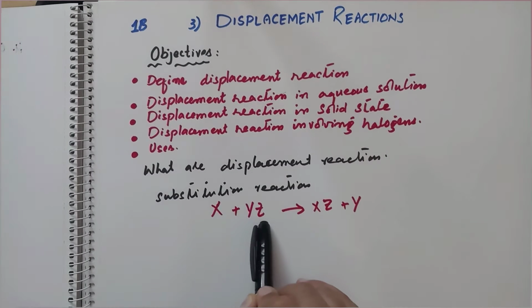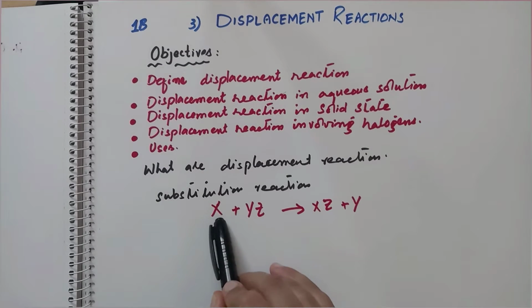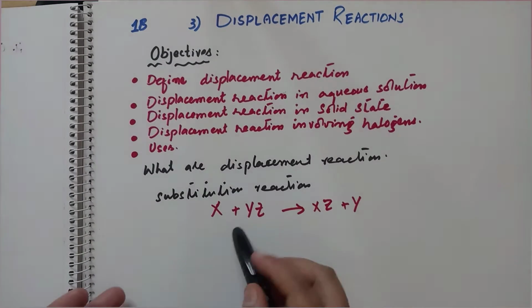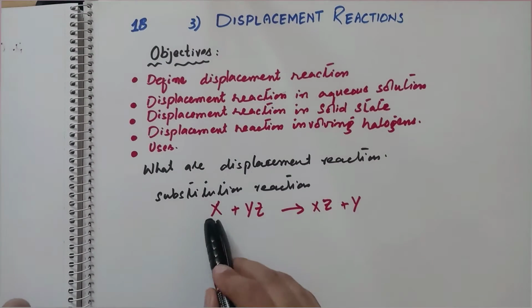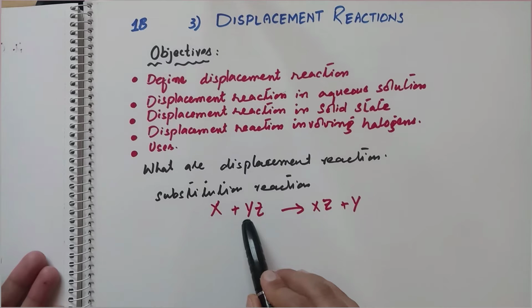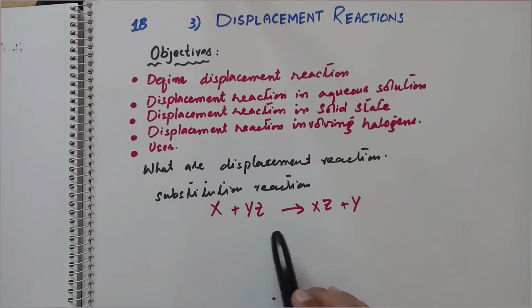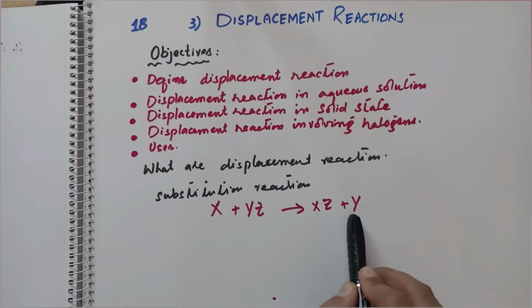So in this reaction, it is clear that X replaces the Y in the other compound, and this reaction exists only if X is more reactive than Y. Then it can replace the other element; that is the only case in which X replaces Y. So the less reactive element Y remains uncombined and forms a pure or separate element. Is it clear?